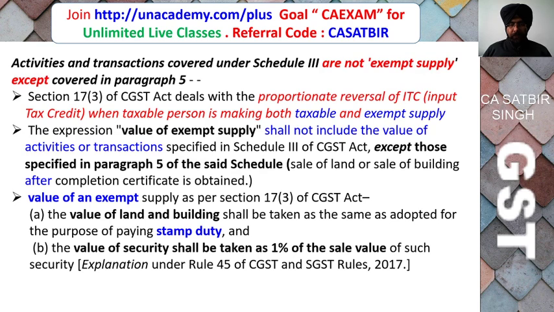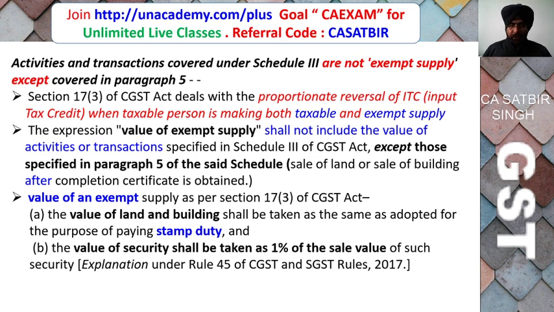Section 17 deals with the proportionate reversal of input tax credit when a taxable person is making both taxable and exempt supply. So input tax credit has to be reversed relating to exempt supply and only input tax credit relating to taxable supply can be claimed. So value of the exempt supply shall not include the value of activity or transaction specified in Schedule 3 except sale of land or sale of building after completion.